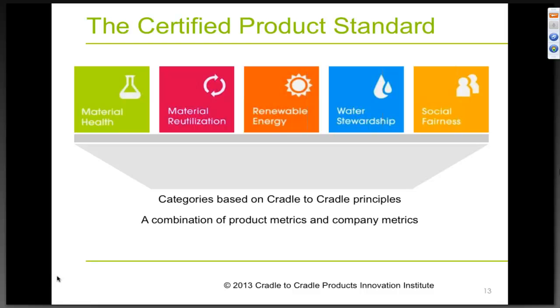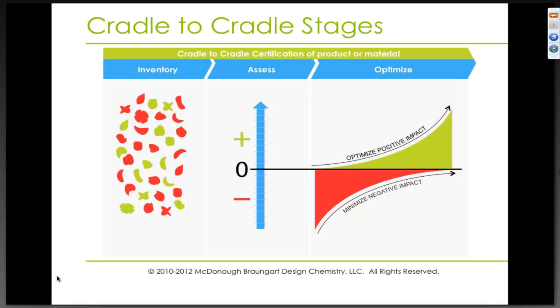From there, it moves to an assessment of that information. So looking at materials, it's looking at which of those are appropriate materials for that particular product and which ones need to be phased out. For energy, looking at sources of renewable energy versus non-renewable energy. And then the final stage, but it's really an ongoing phase of optimization, where a company is committing to optimizing that product over time, and again, not just becoming more efficient, but also taking steps to create a positive impact.